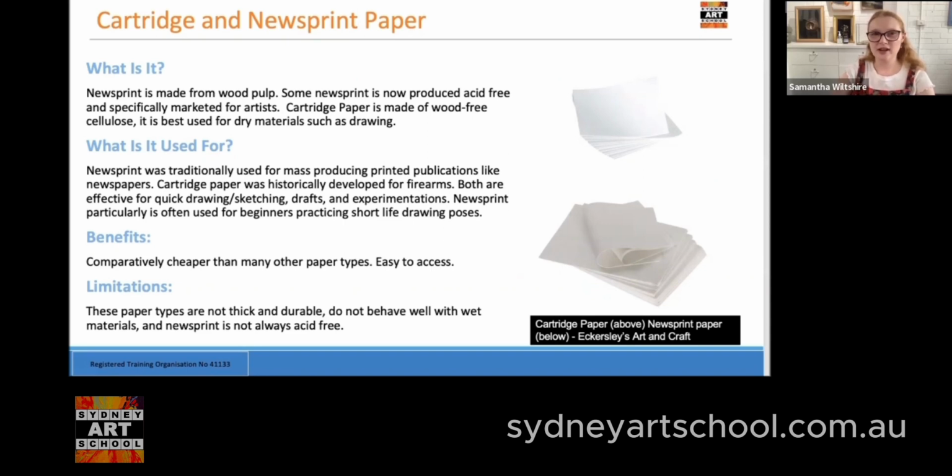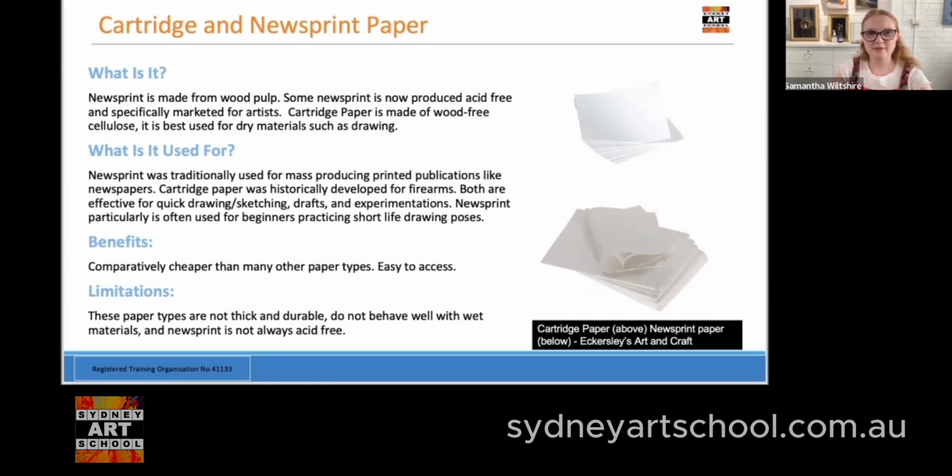We've also got cartridge paper. Now, cartridge paper is made from wood-free cellulose, and it is best used with dry materials, so for drawing techniques rather than painting techniques. And so the history of newsprint is that it was traditionally used for mass producing printed publications like newspaper, and cartridge paper historically has been used for the operation of old-fashioned firearms.